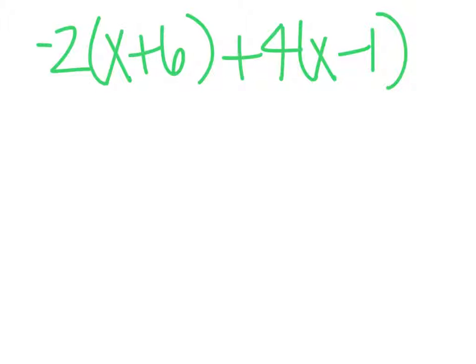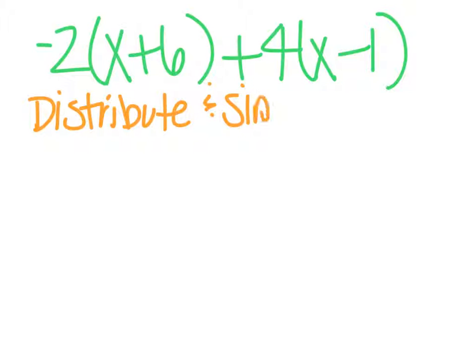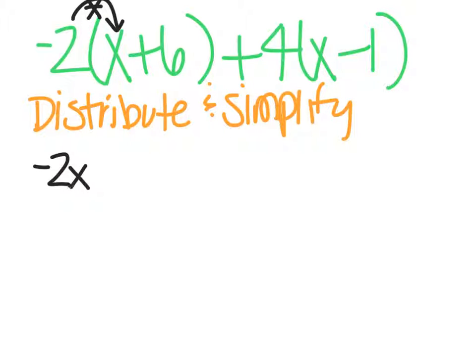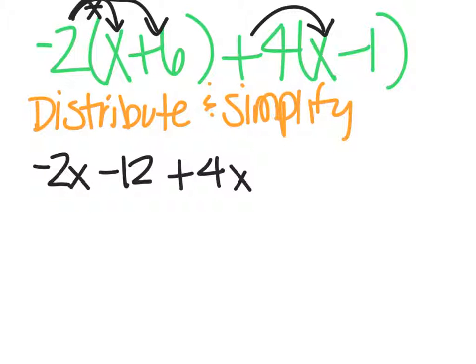For this problem, we are going to distribute and combine like terms, or distribute and simplify. So the first thing I'm going to do is distribute this negative 2. Remember, distribute means I am multiplying. So negative 2 times x is negative 2x. Negative 2 times 6 is negative 12. Positive 4 times x is positive 4x, and positive 4 times negative 1 is negative 4.